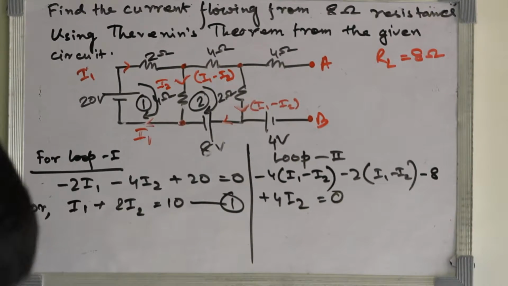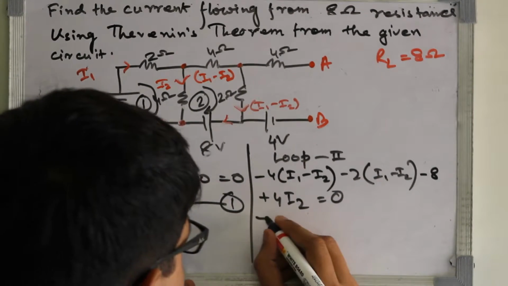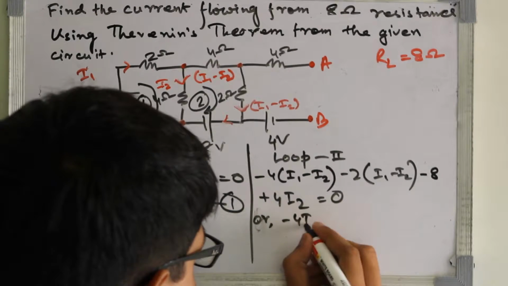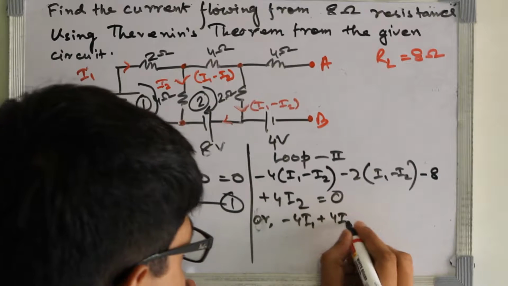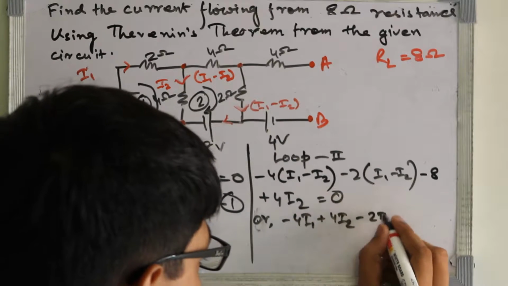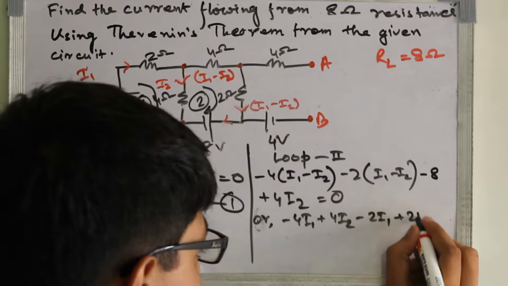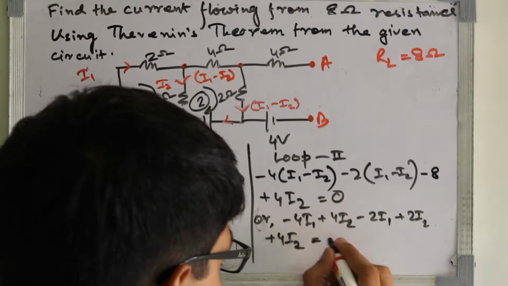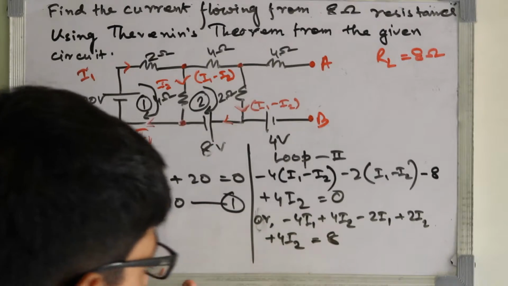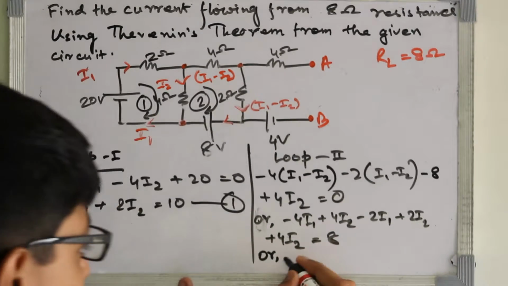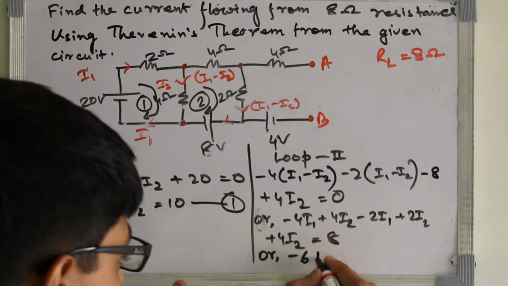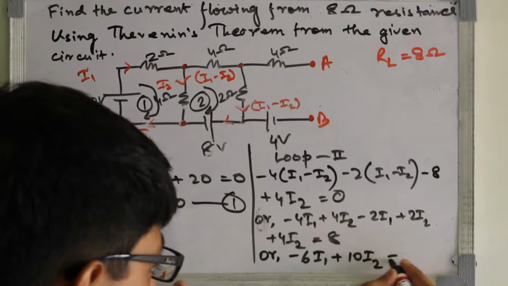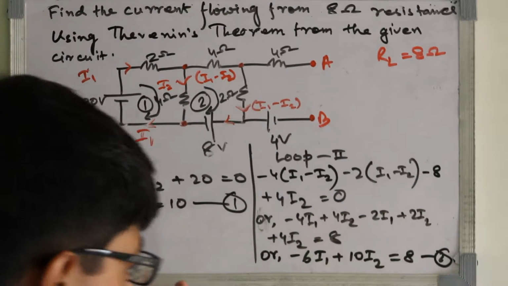Now if we simplify this equation, we will get an equation like this: minus 4I1 plus 4I2 minus 2I1 plus 2I2 plus 4I2 equals 8. Okay, so this will be equal to minus 6I1 plus 10I2 equals 8. This is our equation number 2.